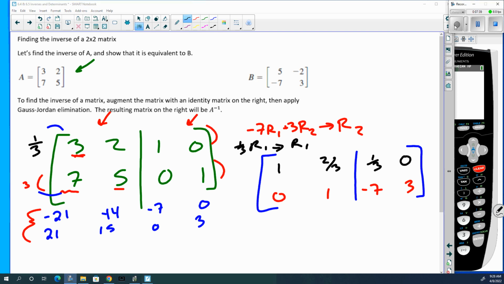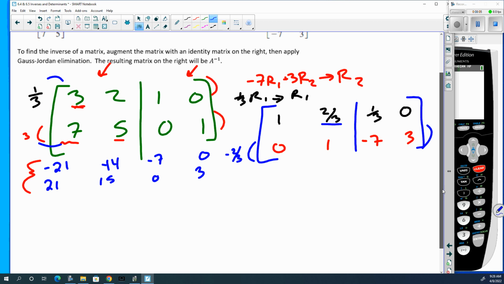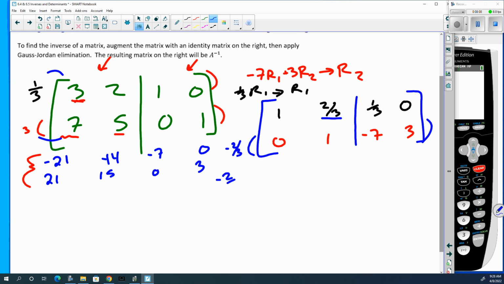Okay, so now I have 1's down my main diagonal, but I need 0's in the other two spots. I already have a 0 here, but I need to get a 0 where that 2/3 is. So I can take my bottom row, and if I times it by -2/3, then I'll be able to add it to the top row and get a 0 right there where that 2/3 is. So my next operation is -2/3 times row 2, and then I'll add it to row 1, and that will become my new row 1.